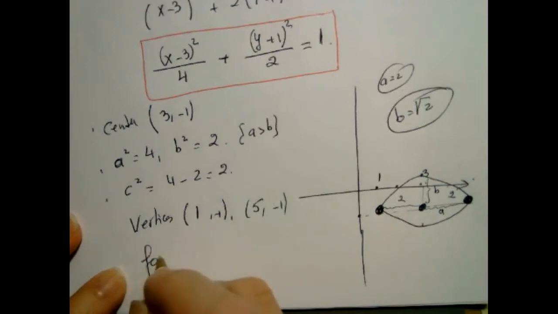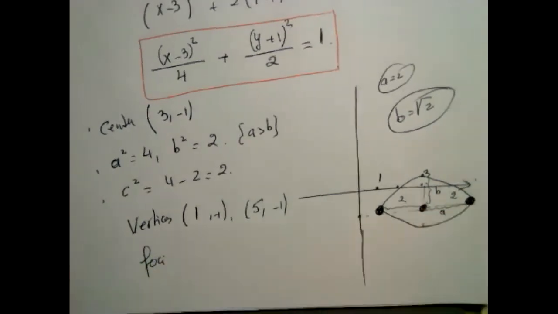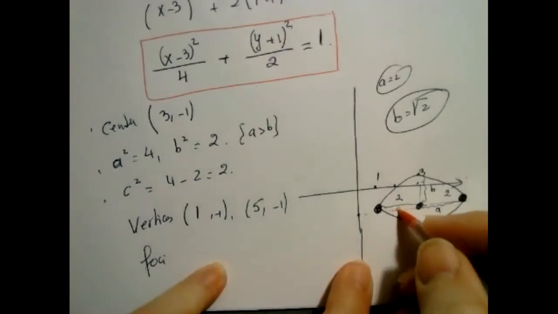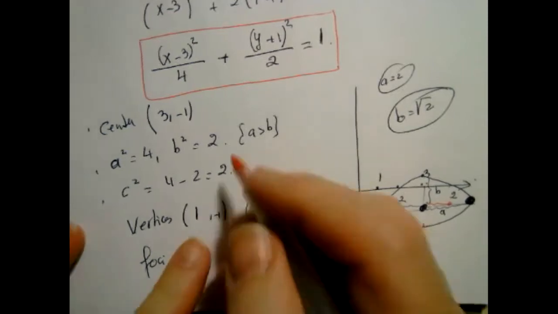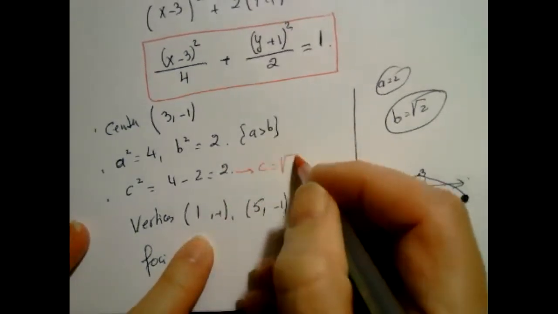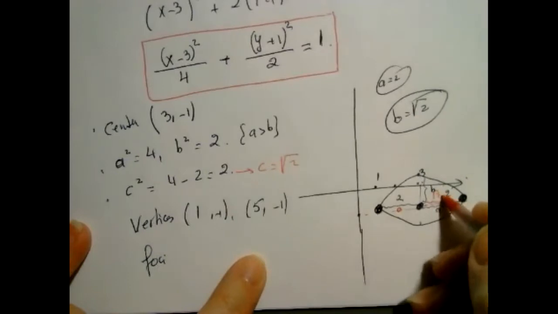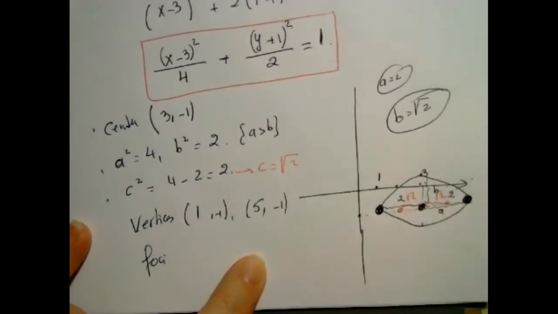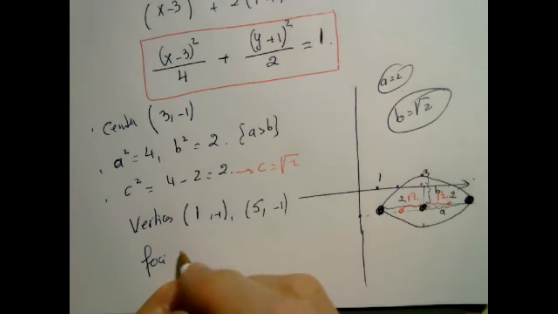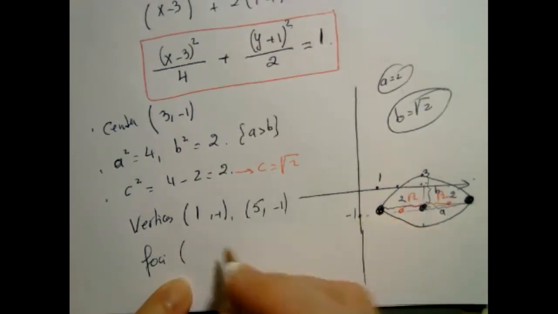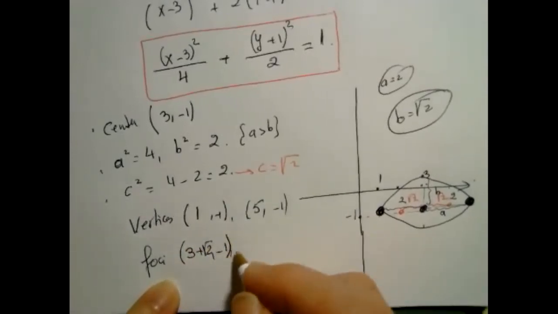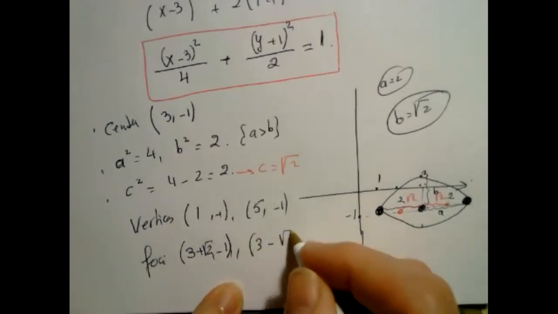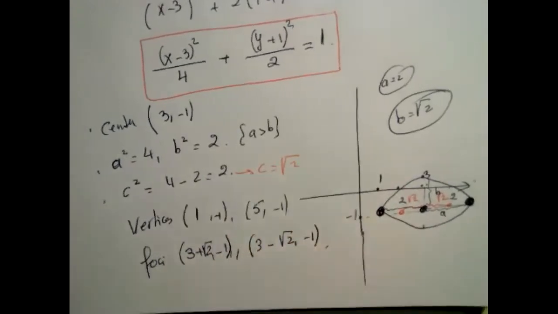And the foci. Now the C is right here. That's my C. So the C square is 2. C is the square root of 2. So that's the C. That's the square root of 2 and the square root of 2. So the foci is going to be the following. Everything is on the line y equal minus 1. It's going to be the center plus the square root of 2, the center minus the square root of 2. Okay?